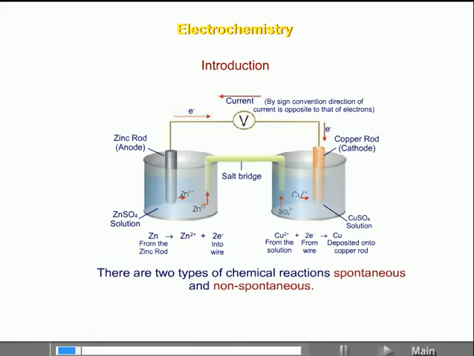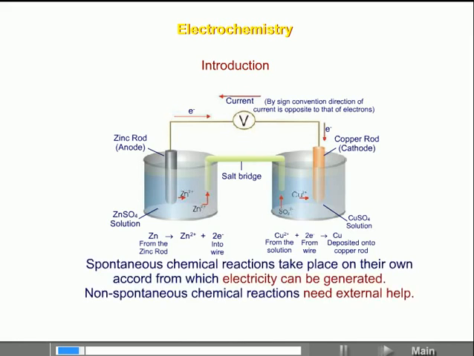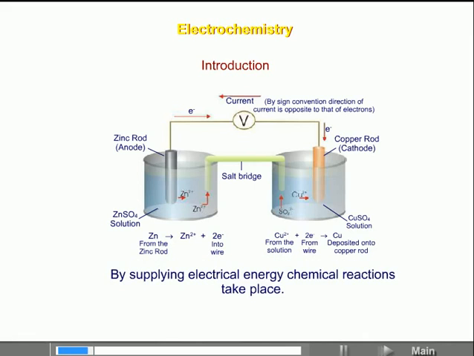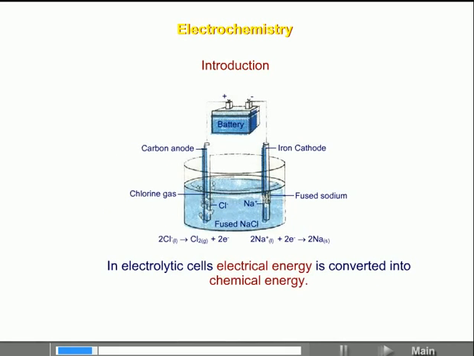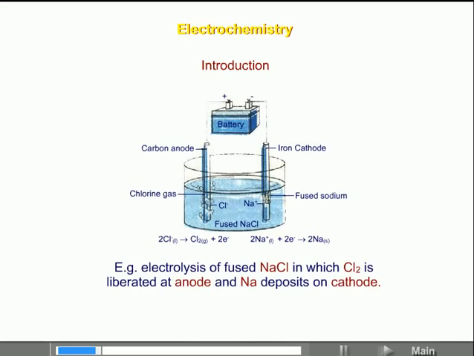There are two types of chemical reactions, spontaneous and non-spontaneous. Spontaneous chemical reactions take place on their own accord, from which electricity can be generated. Non-spontaneous chemical reactions need external help. By supplying electrical energy, chemical reactions take place. In electrolytic cells, electrical energy is converted into chemical energy. Example: electrolysis of fused NaCl, in which Cl2 is liberated at anode and Na deposits on cathode.